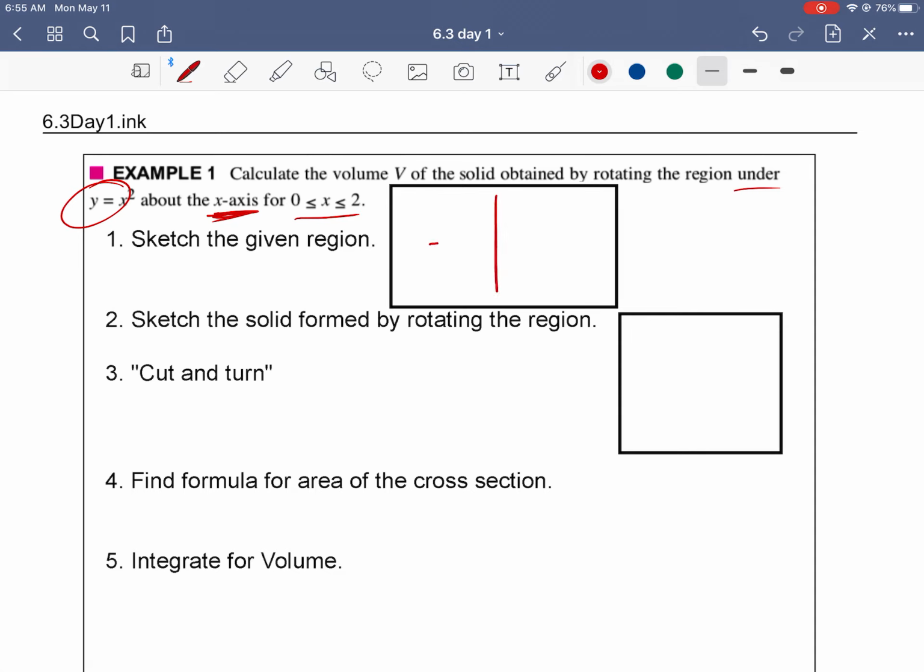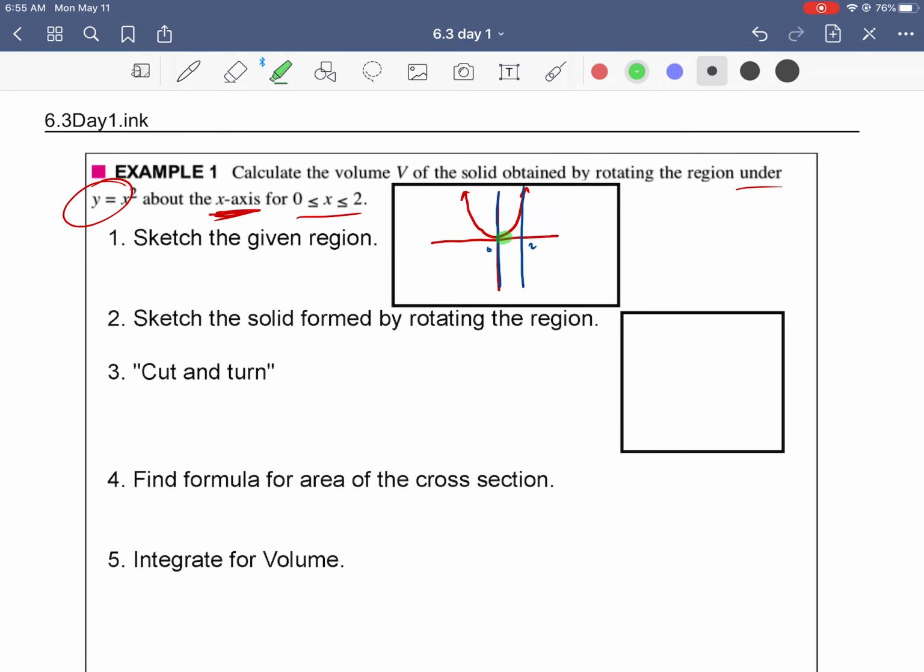Start with y equals x squared. Then block off your limits of integration, right? 0 until 2. I don't know exactly where it is, but right there. Okay. Highlight the area underneath, the region that they're referring to. Right, so that's the two-dimensional region that is going to be rotating, and it's rotating about the x-axis.